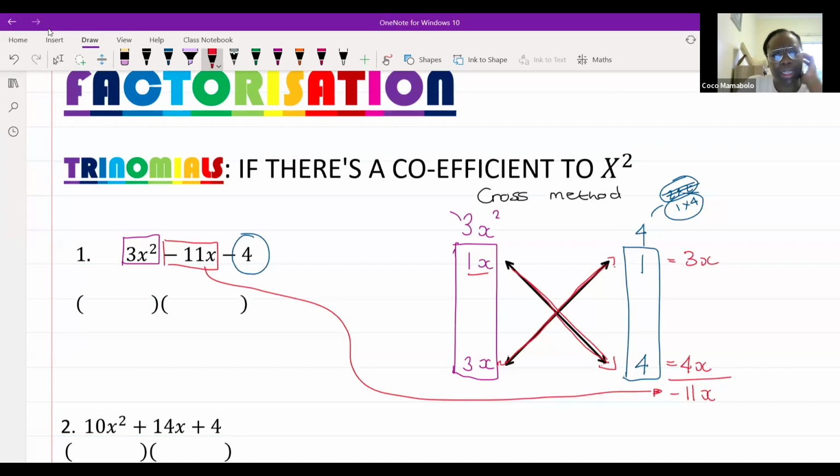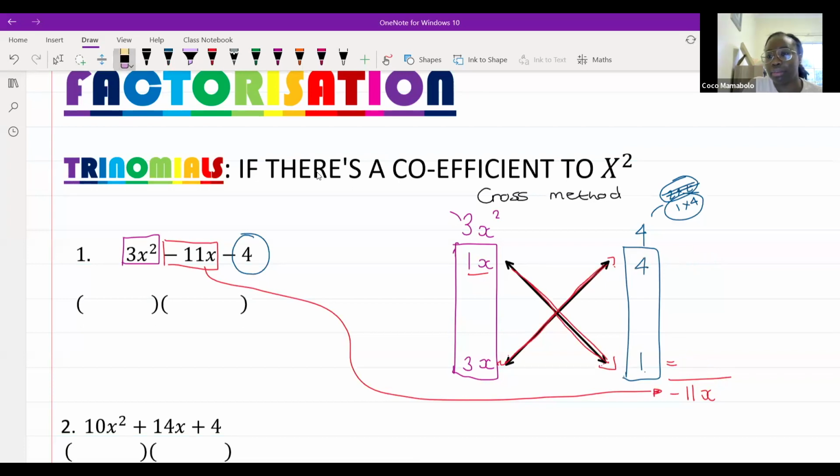Is that going to help me? 3x and 4x, is that going to get me to 11? Are we going to be able to get to 11? No. Nope. It's not going to get us there. It's not going to work. What if I take the two numbers and I swap them around? Let's maybe put 4 at the top and 1 at the bottom. Let's do that. 4 and 1.